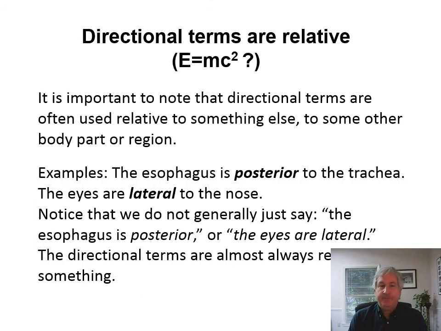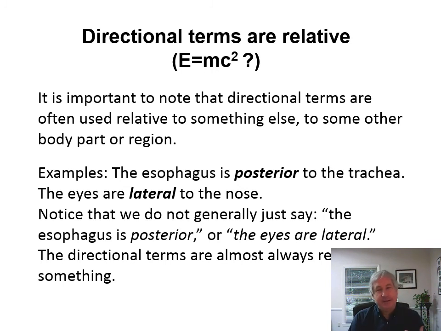Okay, next slide. So directional terms are relative. Yes, that's a bad joke. E equals mc squared is the equation for relativity. So yeah. Anyway, it's important to note that the directional terms are often used in relation to something else.